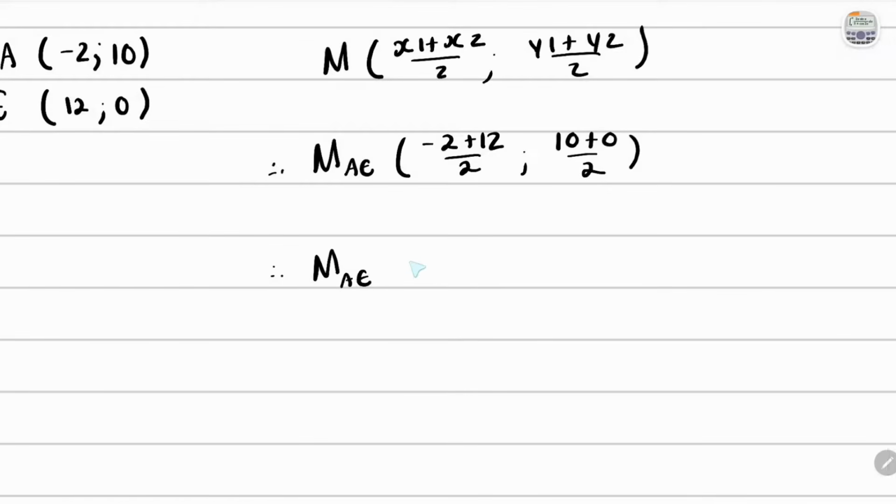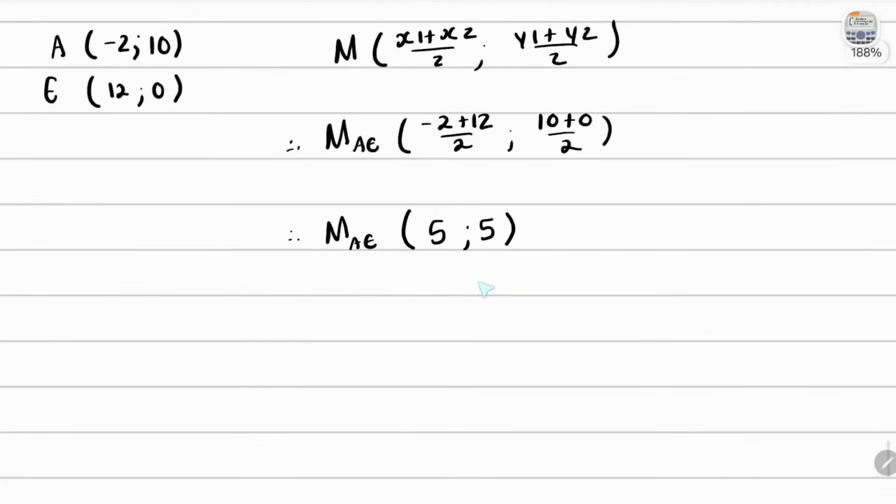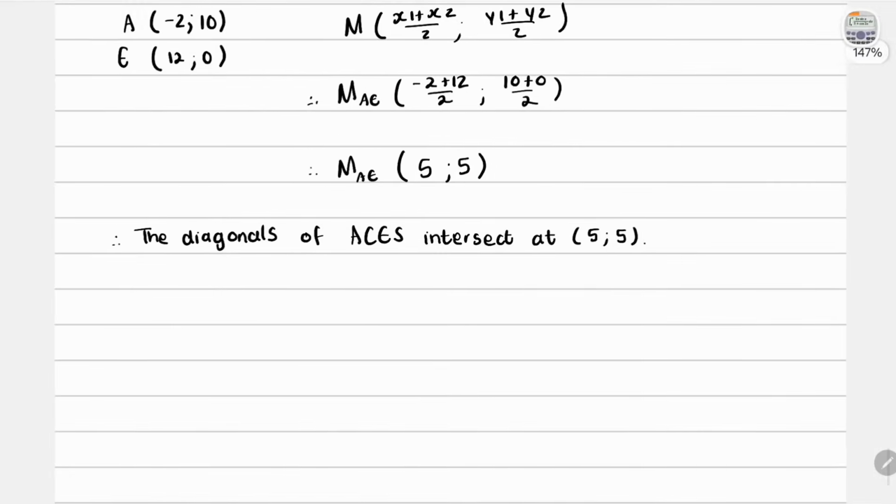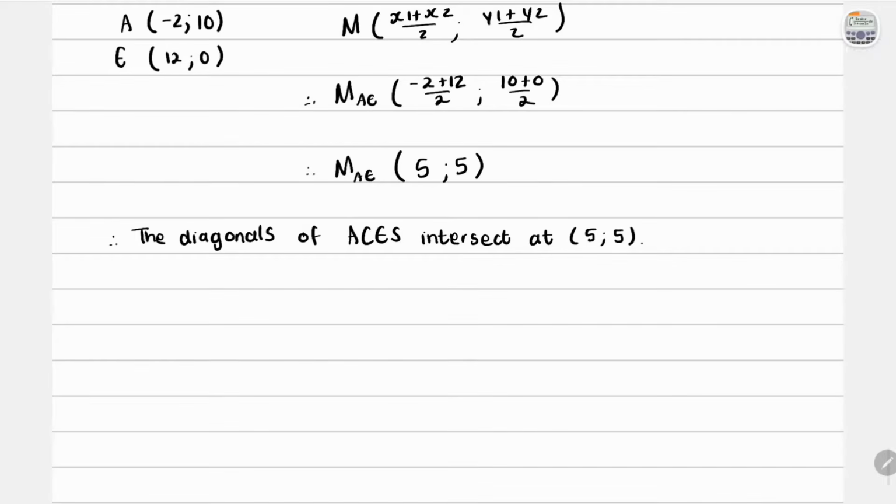The midpoint of AE is 12 minus 2 is 10, divided by 2 is 5, and 10 plus 0 is still 10, divided by 2 is 5. So 5 and 5, and that is the midpoint of AE. Okay, so the diagonals would specifically intersect at (5, 5). So the diagonals of ACES intersect at (5, 5), and that is our answer.